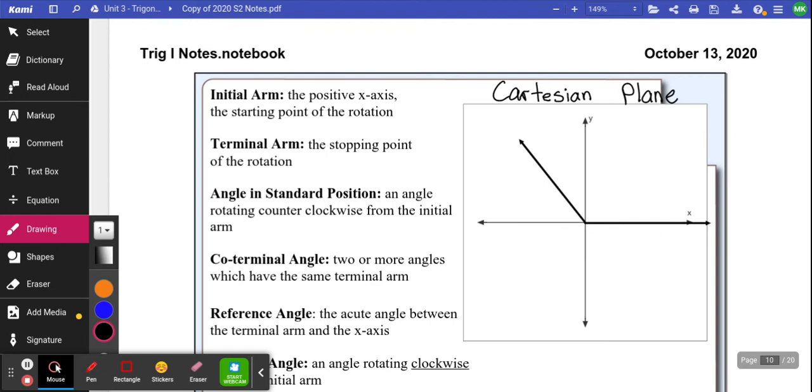You're going to get questions like, you're on a Cartesian plane, and people are like, what? And they don't know what that means. Cartesian plane means X, Y, right? So this is a Cartesian plane. X, Y.